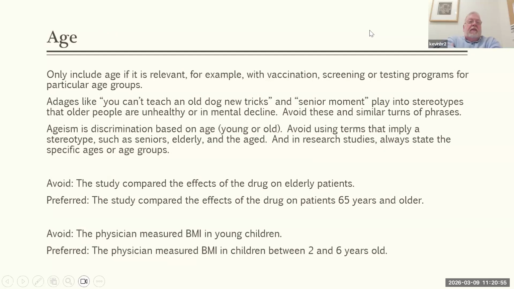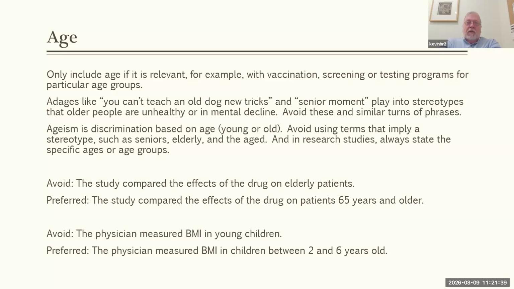Age is another interesting descriptor here, and only include age if it is relevant. For example, with vaccination schedules, screening or testing programs for particular age groups. Adages like these old cliches, you can't teach an old dog new tricks and senior moment, well, obviously those are red flag stereotypes, and it implies and stereotypes individuals as unhealthy or in mental decline. Ageism is discrimination, plain and simple.